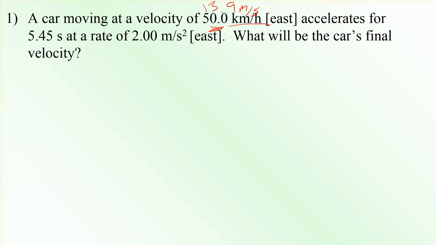It says, a car moving at a velocity of 13.9 meters per second accelerates for 5.45, and so on. So this 13.9 meters per second, that's what it's traveling at to begin with. That's my initial velocity. So I'm going to write that down. My initial velocity, Vi, is equal to 13.9 meters per second.